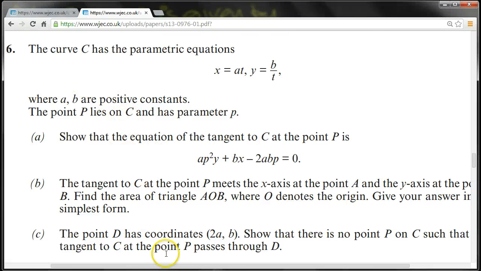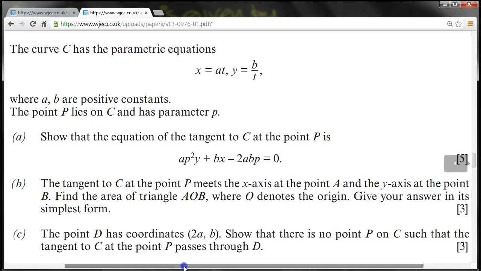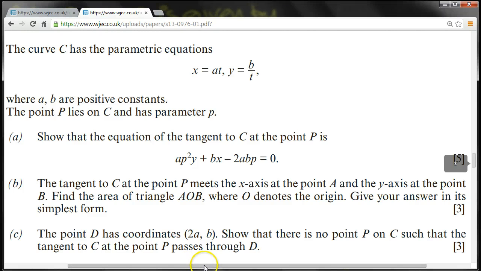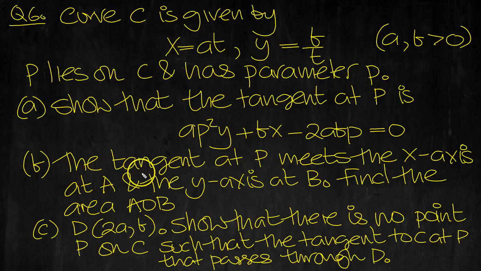Okay, here's the question then. Just move it across here to get it all in. There it is there. So I've summarized it here. So let's have a go at it then. Curve C is given by these parametric equations. P lies on C and has parameter p. Show that the tangent at P is this.